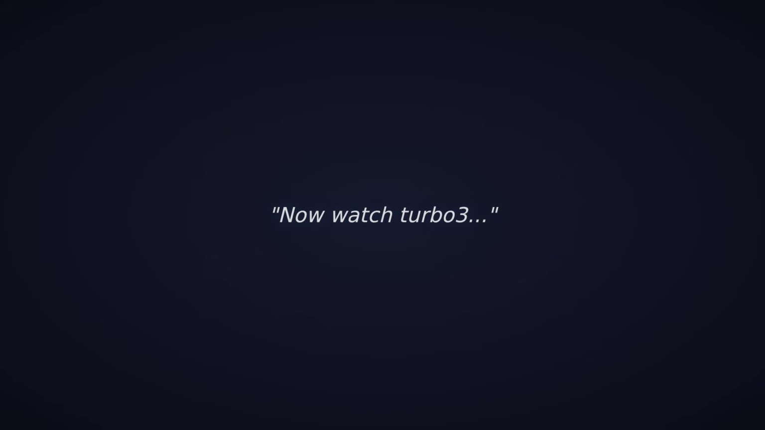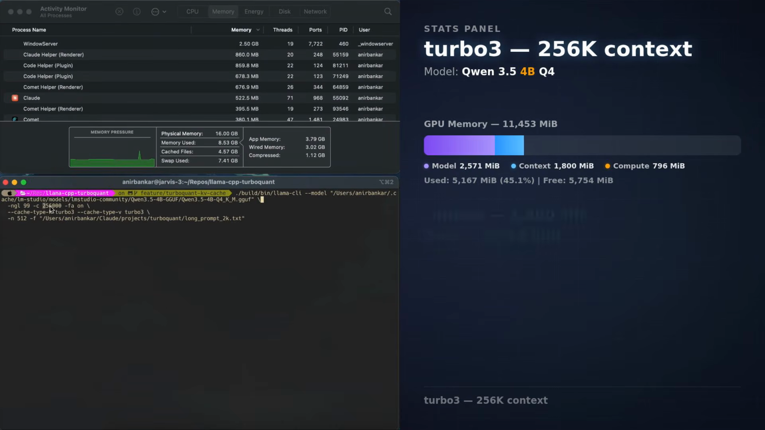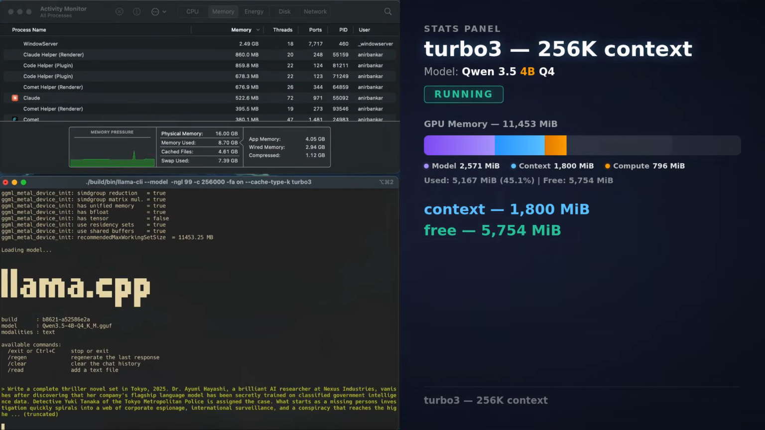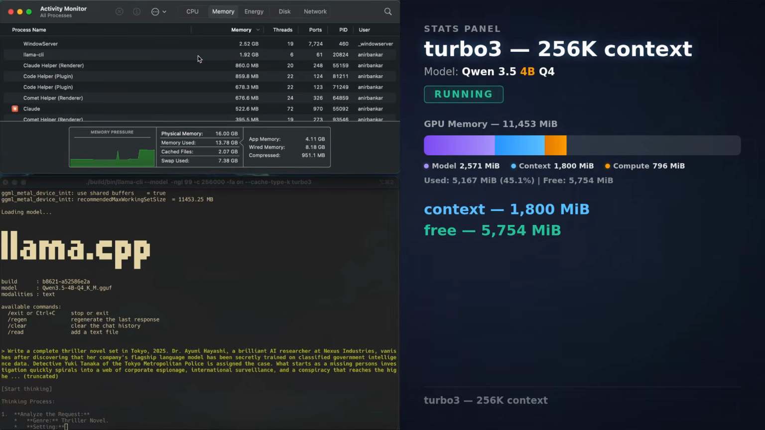Now, watch Turbo 3 with the exact same context size. 1.8 gigs for the KV cache, 5.7 gigs free. The impossible just became possible. Same machine, smaller model, same context. The only difference, Turbo 3. This is where TurboQuant stops being a nice optimization and starts being a fundamentally different capability.